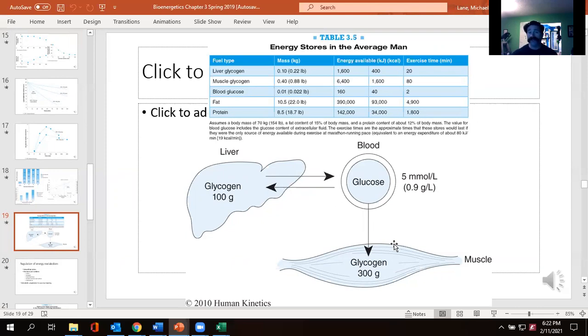Now, obviously the blood glucose is there also for our nervous system to function like it should. Red blood cells can only use anaerobic glycolysis, but then we obviously have our fat stores that we can run through.